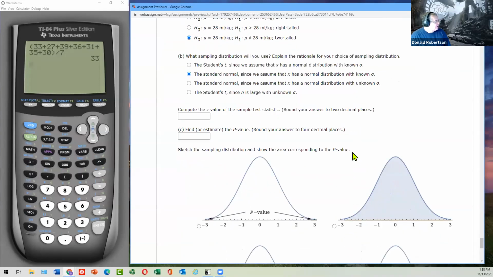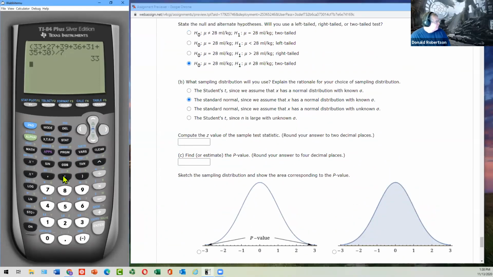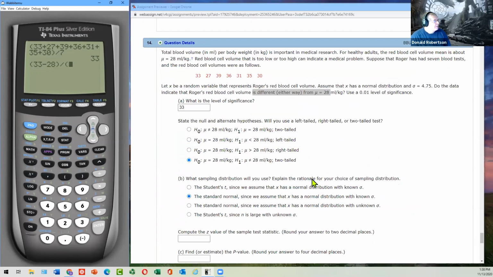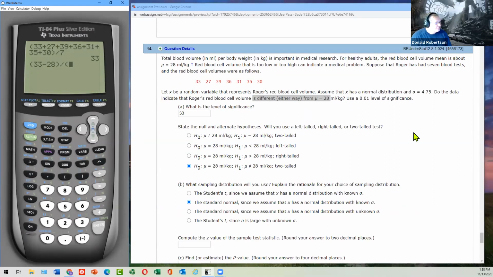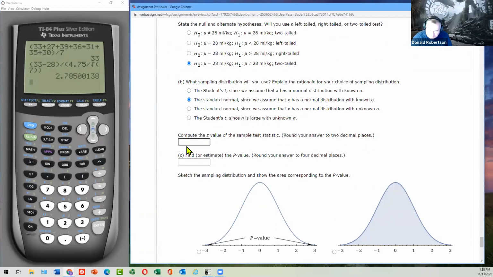Now, computing the Z value. So I'll do a bracket. 33, take away 28, divided by, put a bracket in, and sigma's here somewhere. Oh, there it is, 4.75, divided by the square root of 7. And I end up with a 2.78. Why do I know, well, I guess 79 to 2 decimal places.